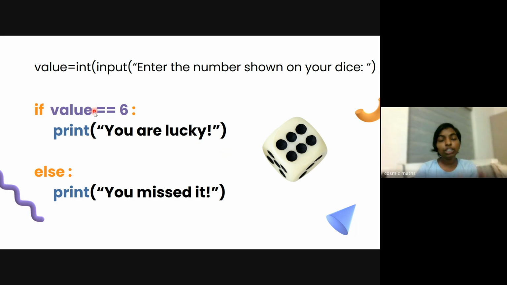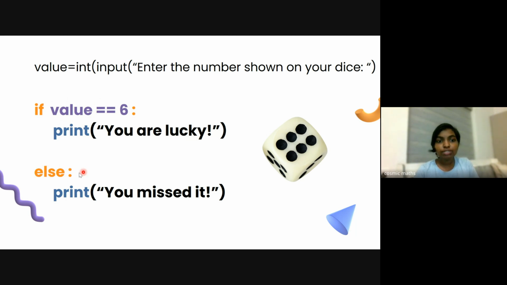Now, let's say the value is 3. So the computer will check if 3 equal to 6. So that is false, right? It is not equal. So it will come to the else part. If only this is false, it will come to the else part.